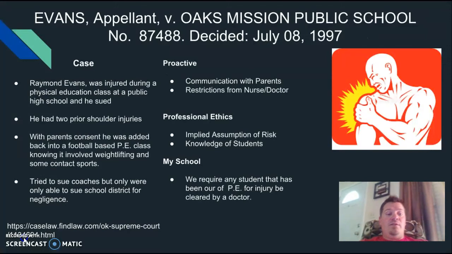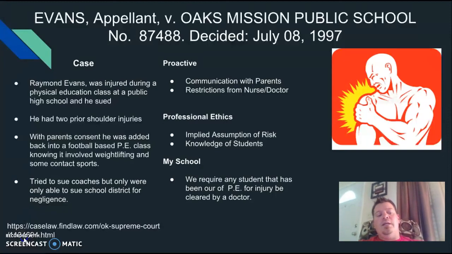All right, so Evans versus Oaks Mission Public School. So in this case, Raymond Evans was injured during a physical education class at a public high school. He had 2 prior shoulder injuries. And so when he was going into his year, I think it was his junior year, he wasn't supposed to participate in any sports.